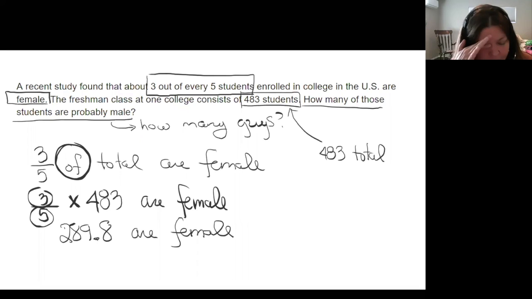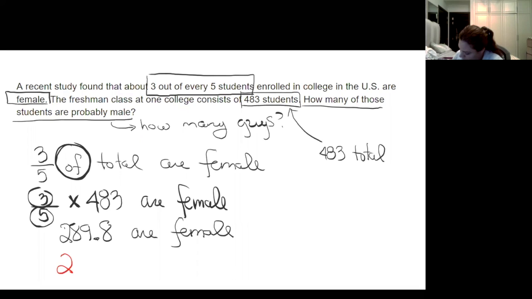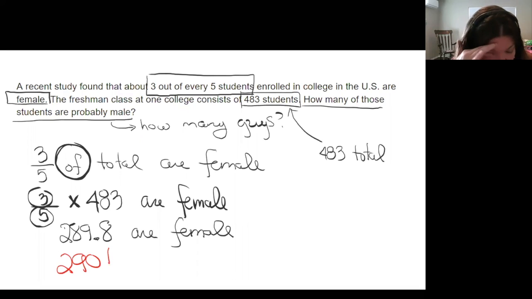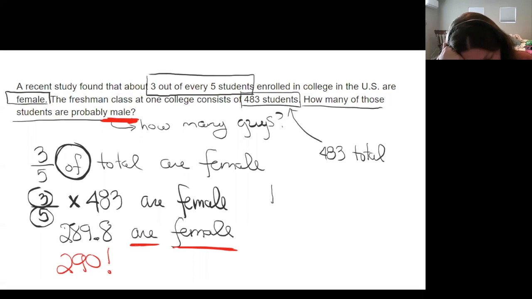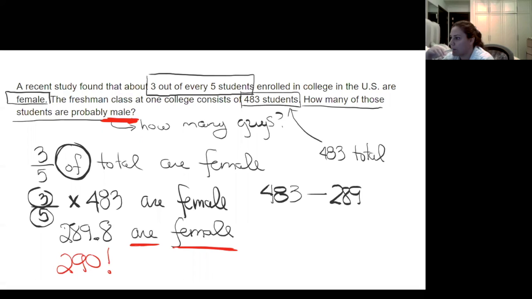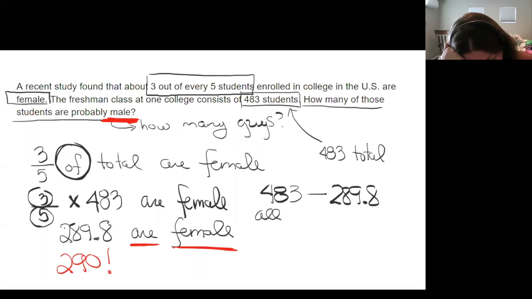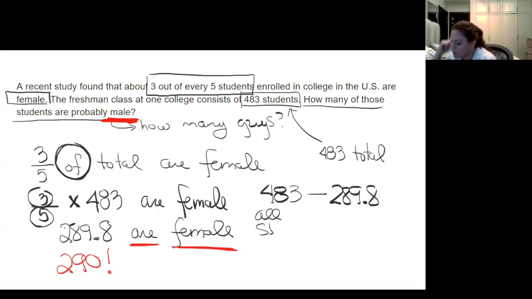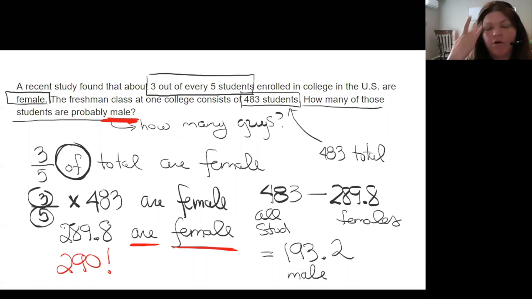Beautiful. Thank you, Manal. I'm so glad you said that, because so many GED students would stop right there, so proud of themselves that they remembered ratio, and just say something like 290. But yeah, Manal says those are the females. We weren't supposed to find the females. We were supposed to find the males. If we take all the students and take out the females, the rest will be male. Yes, it's 193.2. Good. Beautiful. And so 193.2 students are male.